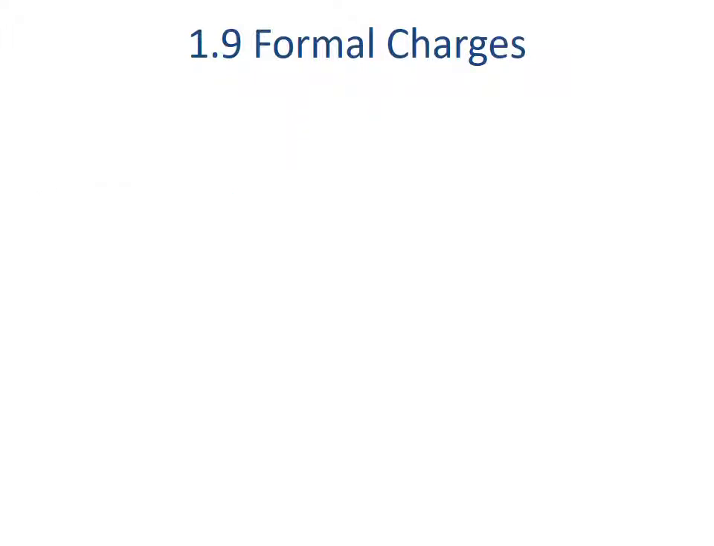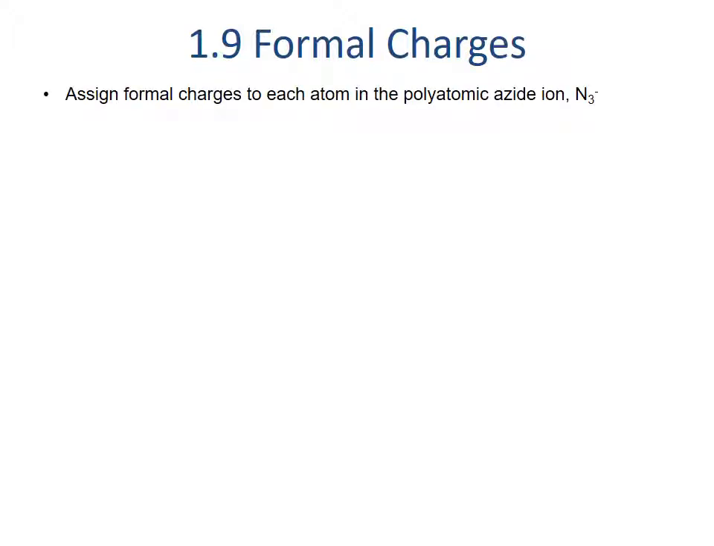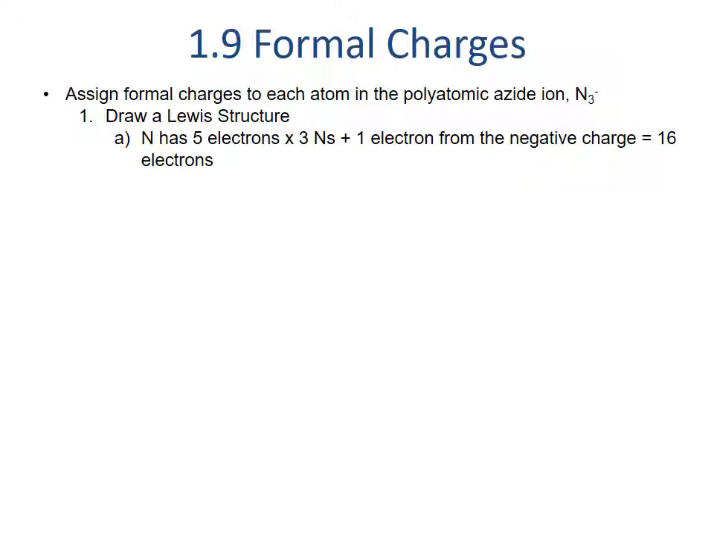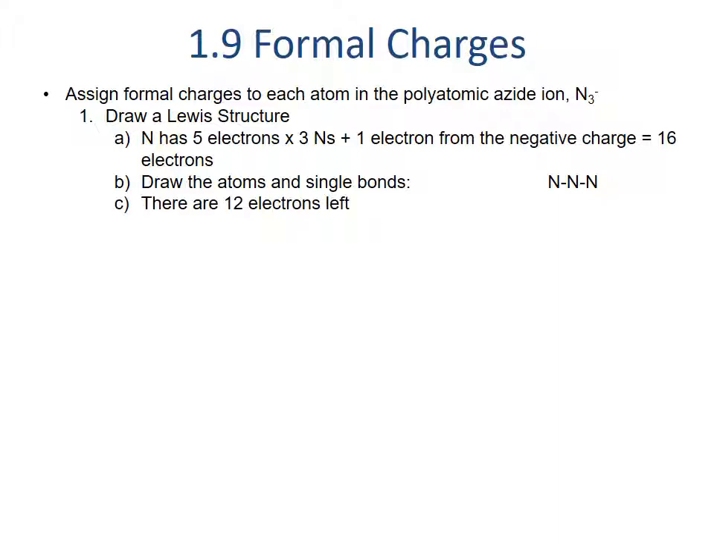Let's work through an example of drawing a molecule from a structure and then assigning formal charges on that Lewis structure. First, we're going to start out by drawing a Lewis structure. We have 3 nitrogens. We know that one of them has to be central, and we know that each of those nitrogens is going to bring 5 electrons, and we'll get 1 extra electron from the negative charge. We know that we have 16 total electrons, so we'll start out drawing those 3 atoms in single bonds in between them. That accounts for 4 of our electrons.